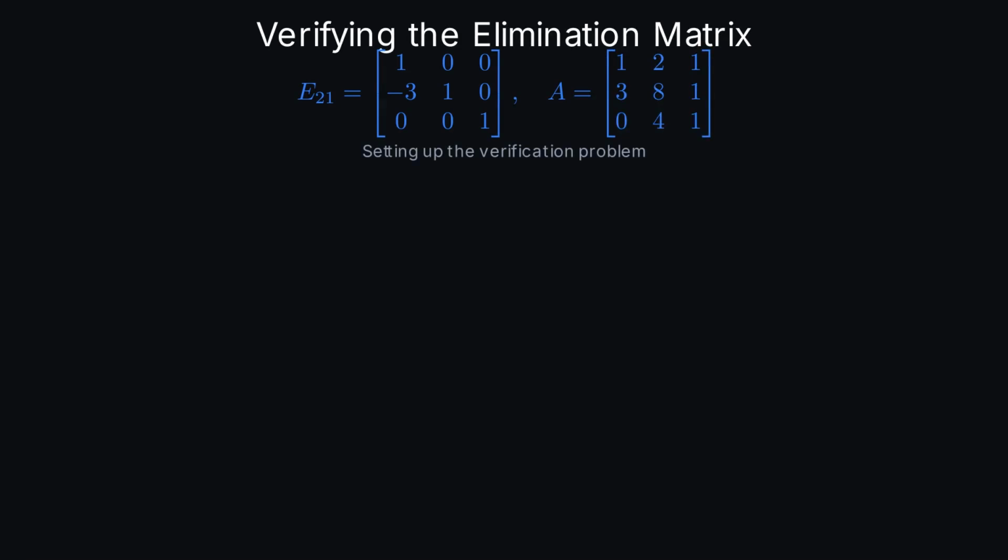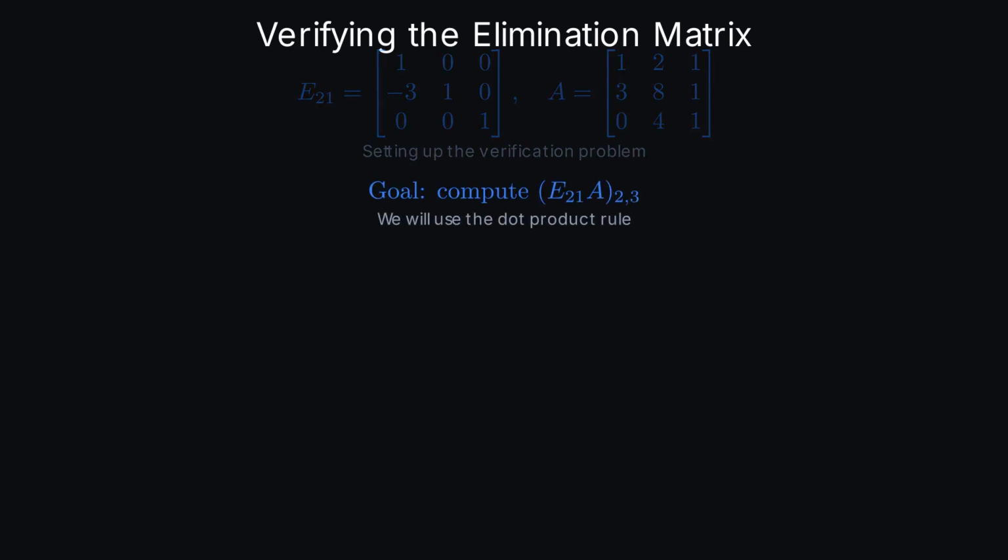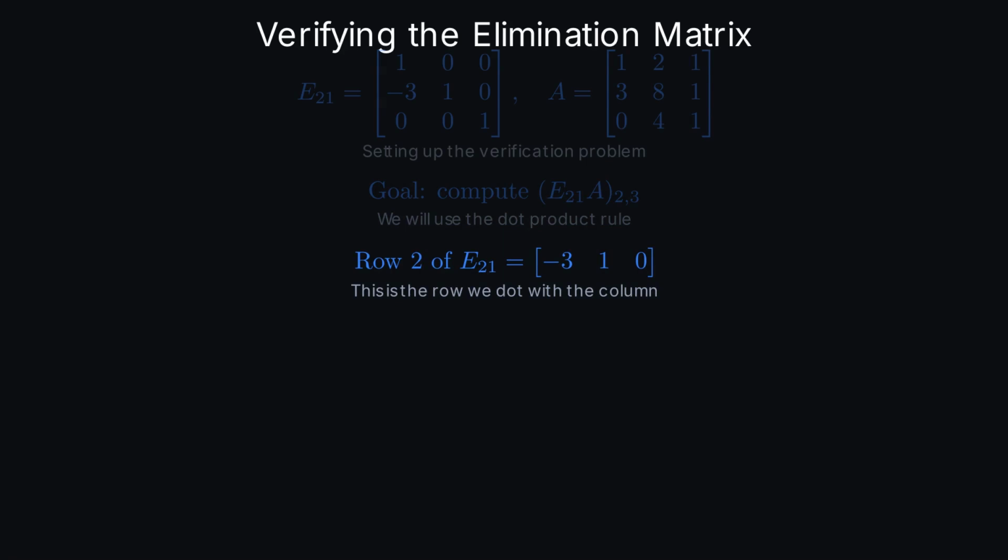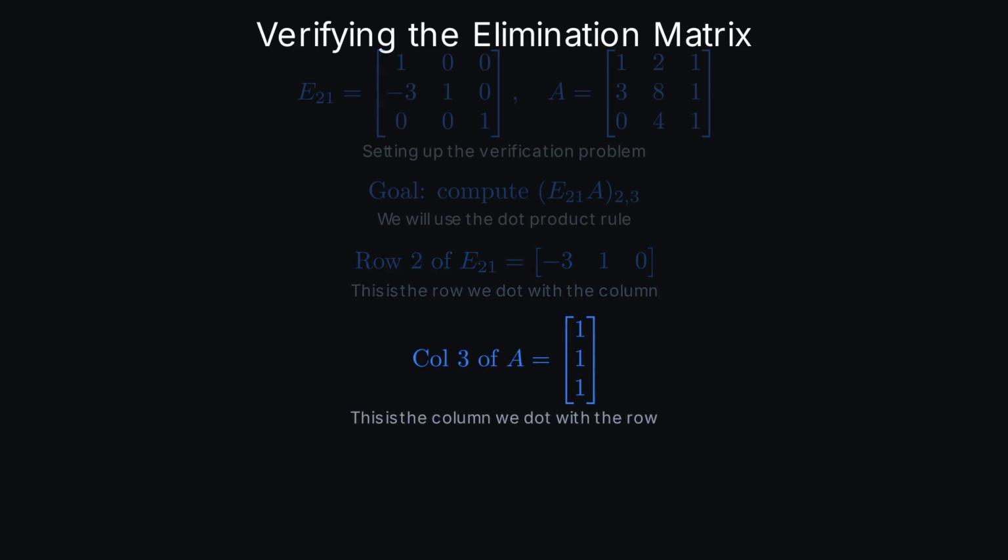Take A equals the 3 by 3 matrix with rows 1, 2, 1, 3, 8, 1, 0, 4, 1. We'll compute the 2-3 entry of E₂₁ times A using the dot product rule. We dot row 2 of E₂₁ with column 3 of A. Row 2 of E₂₁ is -3, 1, 0. Column 3 of A is 1, 1, 1 transpose.